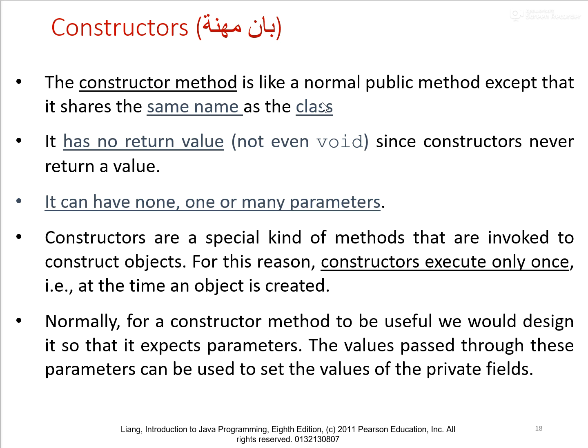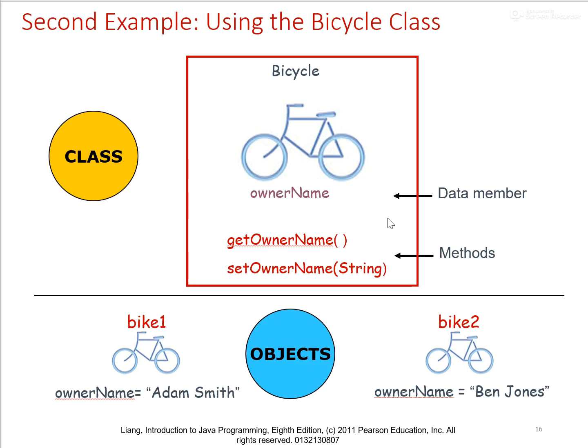This is one thing you have to remember. Second thing is that constructor methods do not return any values, not even void. You can have multiple constructors for the same class. Constructors may not take any arguments, may not take any parameters, or they may take one, or they may take many parameters.